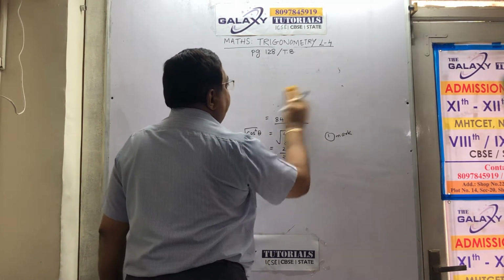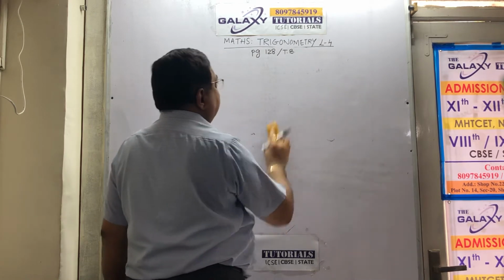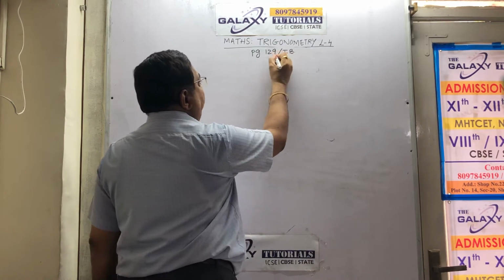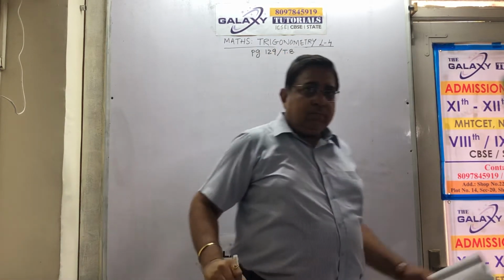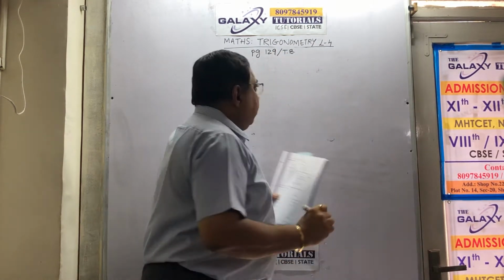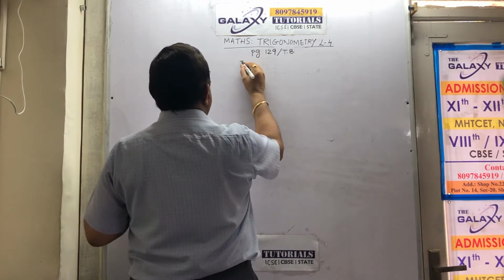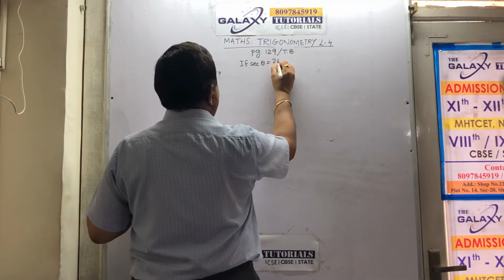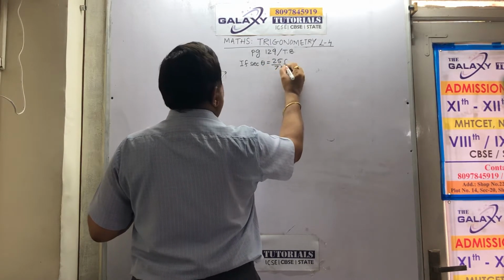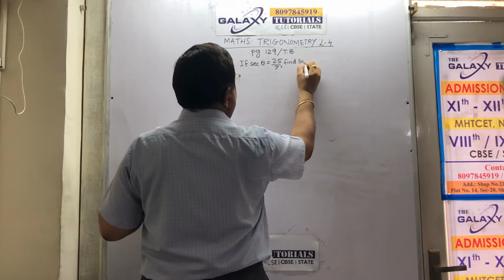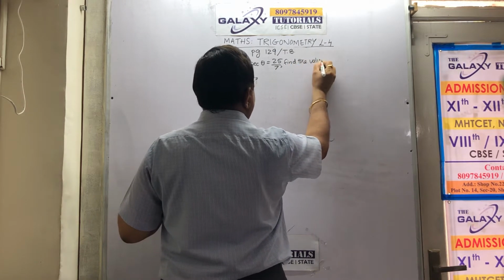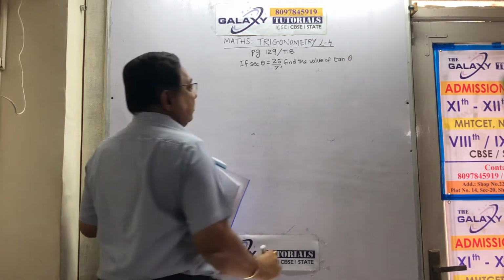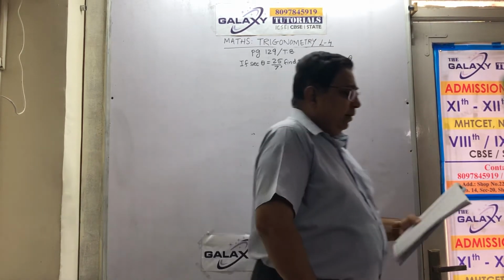I am on page 129 of the textbook. I'm going page by page so that you can follow where I am. On page 129, I have the sum. If sec theta is equal to 25 upon 7, find the value of tan theta. They have given me sec and I am supposed to find tan.